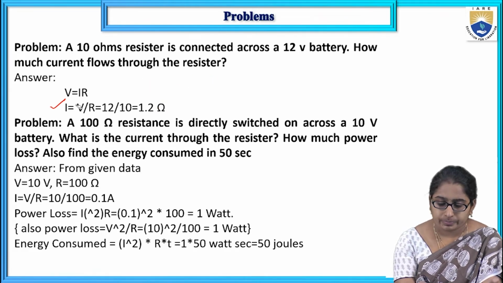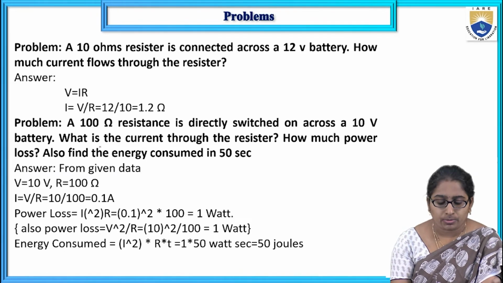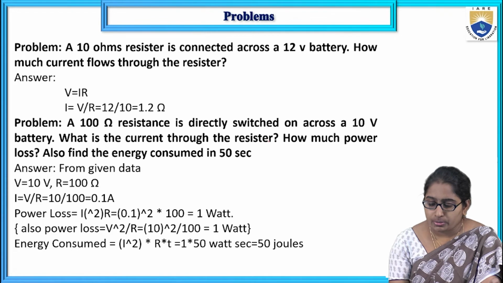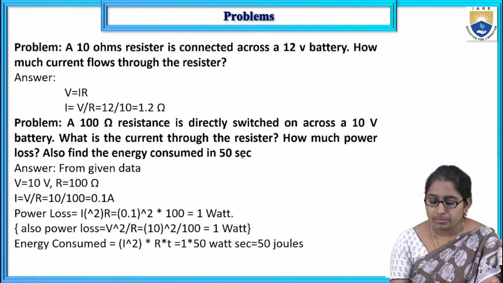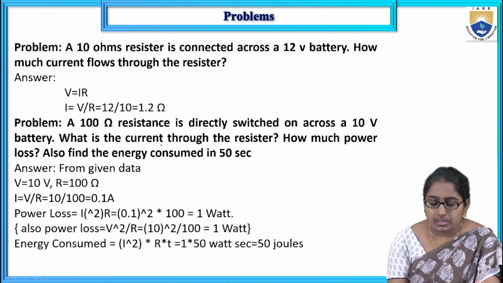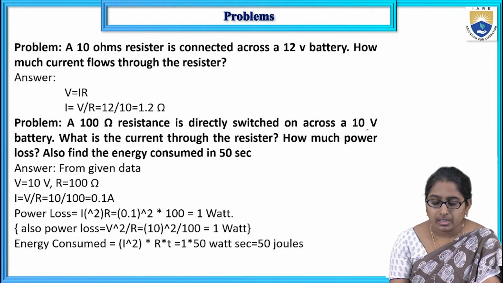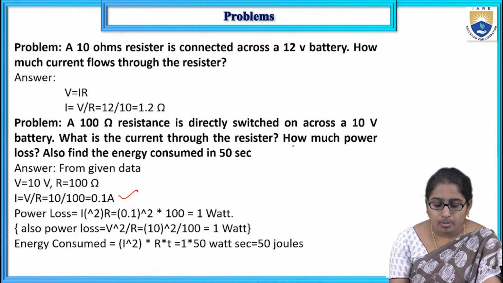Next, the second one: a 100 ohm resistance is directly switched on across a 10 volt battery. What is the current flowing through the resistor? How much power loss? And also find the energy consumed in 50 seconds. There are three things they are asking. First, calculate the current: I equal to V by R, 10 by 100, that becomes 0.1. Current is 0.1 ampere.